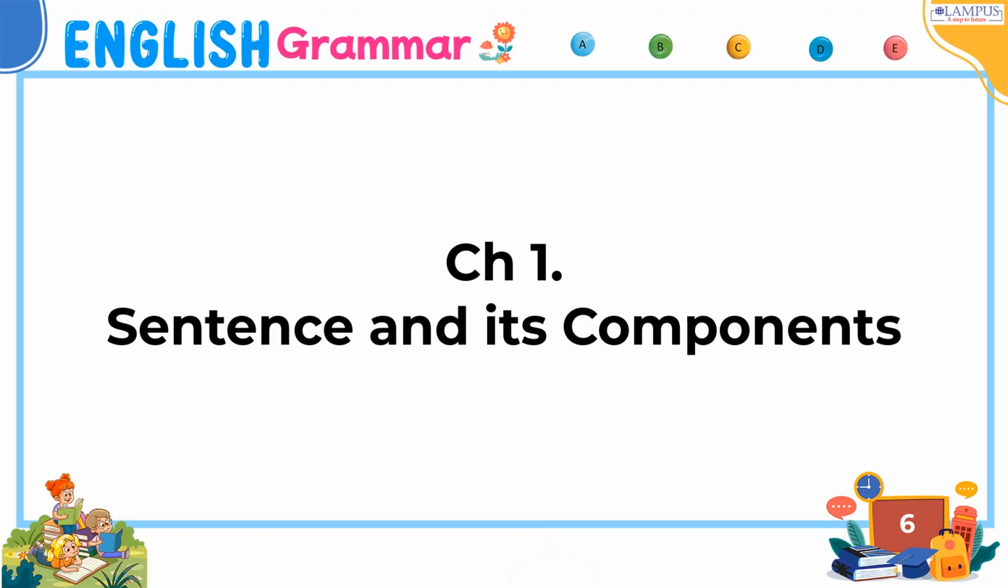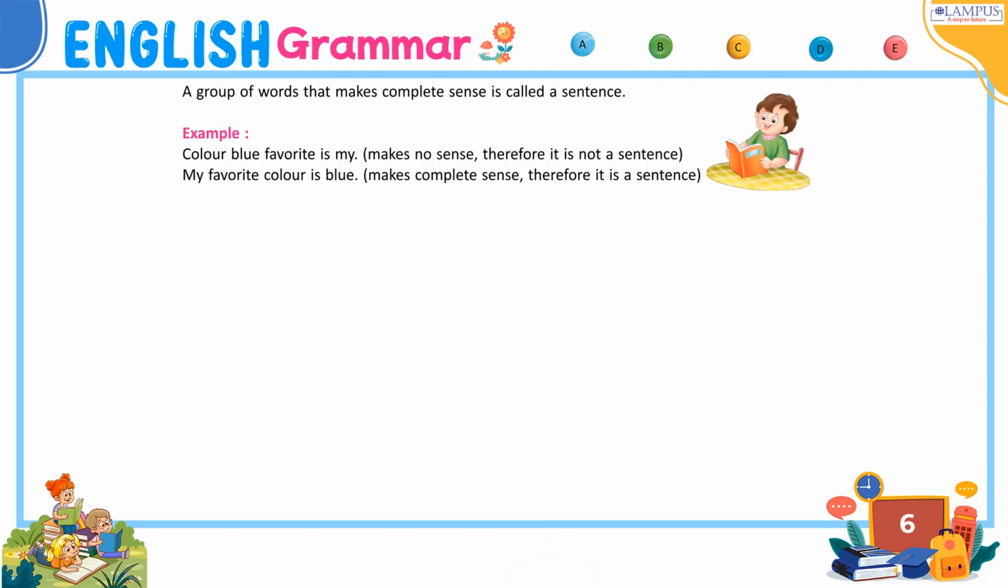Chapter 1. Sentence and its components. A group of words that makes complete sense is called a sentence. Example. "Color blue favorite is my." Makes no sense, therefore it is not a sentence. "My favorite color is blue." Makes complete sense, therefore it is a sentence.